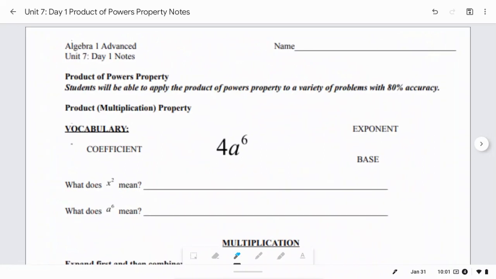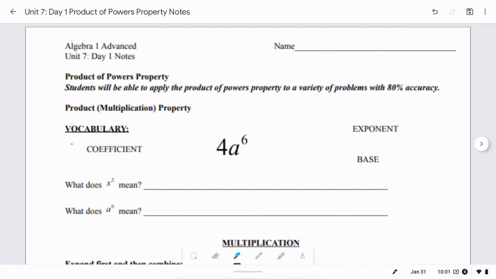In this video, we will be discussing the product of powers property and how it applies to exponents. So specifically what we do when we're multiplying terms with exponents. Before we get to the property, let's go over just some basic vocabulary related to exponents.